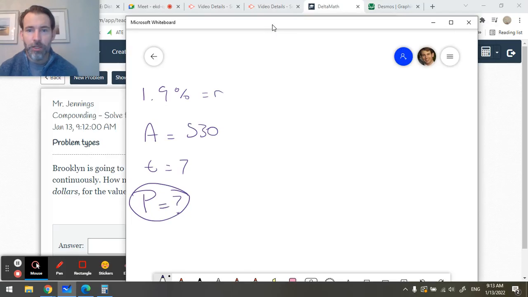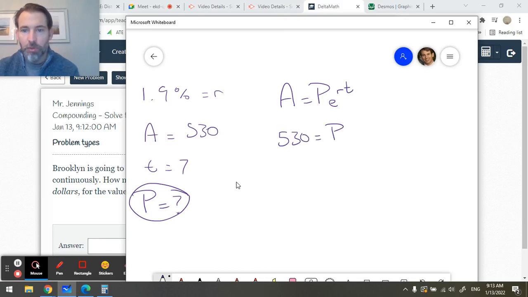Okay, so let's use it. We're going to use our continuous interest formula. A is equal to P multiplied by e raised to the rt. Okay, and then we're going to write in our numbers. 530 is equal to some number P multiplied by e raised to the r times t. r is 0.019. Okay, so this is 0.019 multiplied by 7. Okay, that's t.